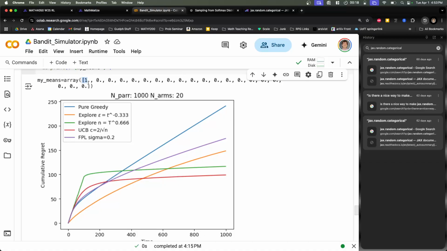And I think the reason I figured out it's not working very well is because this is the situation where one arm has a mean of 1 and all the other arms have a mean of 0.